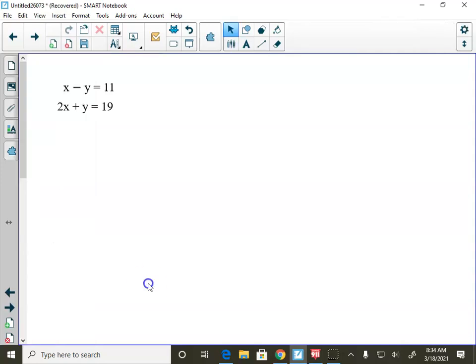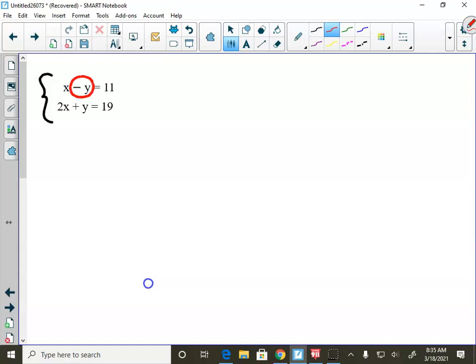So here's our elimination problem. And elimination is exactly what it sounds like. You're going to eliminate one of the variables by adding the equations together, subtracting the equations together, something like that. So our system is x minus y equals 11 and 2x plus y equals 19. If you look at this as it is right now, you should be able to tell that if you add the two equations together, this negative y and this positive y are going to cancel each other out, thus eliminating the y variable.